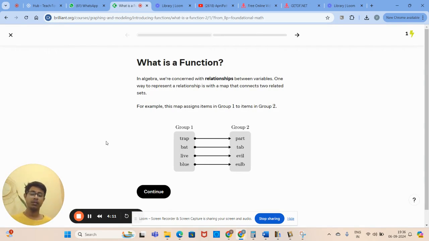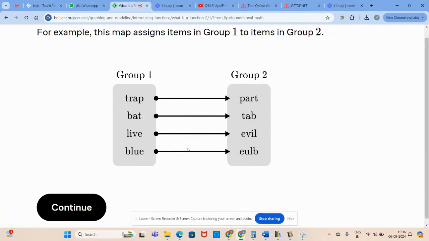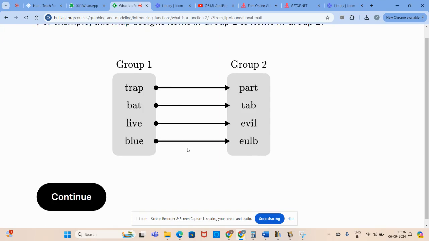Now, in algebra, we are generally concerned with the relationships between variables. If you see here, we have two groups, and in each group we have some items. Now, these items in group one are words, and they are somehow connected to the items of group two, which are also words in this particular scenario. Now, I want you to take a closer look in both these groups and see if you can find some pattern which will help you to figure out a relationship between the two groups.